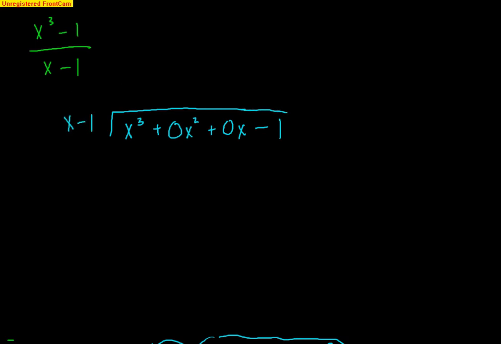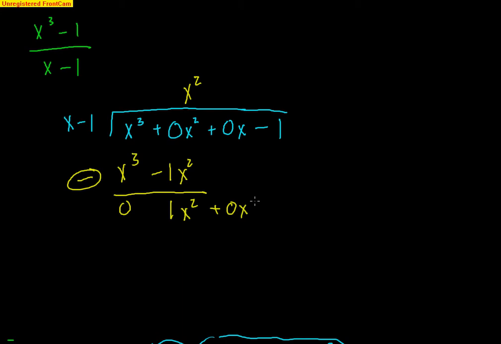And then I'm going to start this whole process. How do I turn an x into an x cubed? Multiply by x squared. X times x squared is x cubed. Negative 1 times x squared is negative 1x squared. See, I wouldn't have had anywhere to put that x squared if I didn't have that column for x squareds filled in. X cubed minus x cubed is 0. 0x squared minus negative 1x squared makes positive 1x squared.